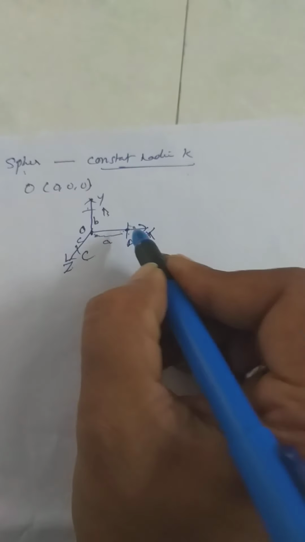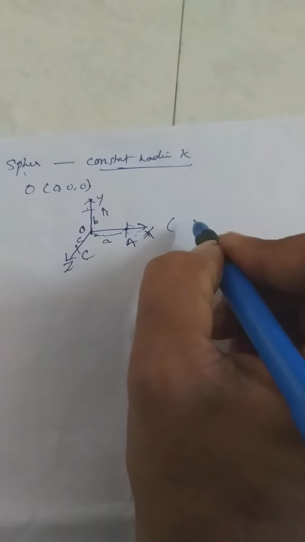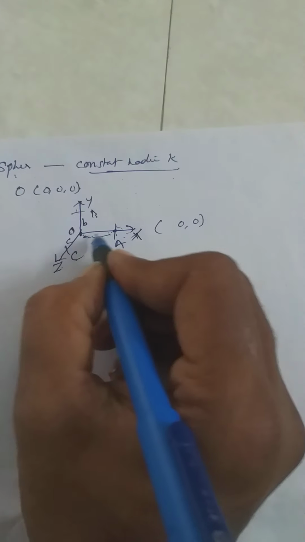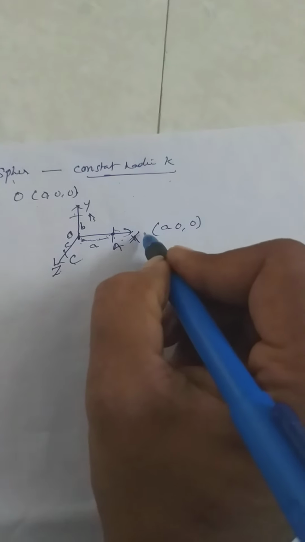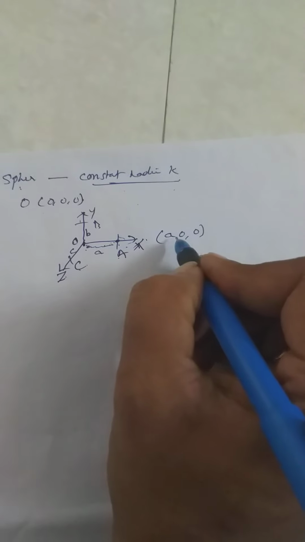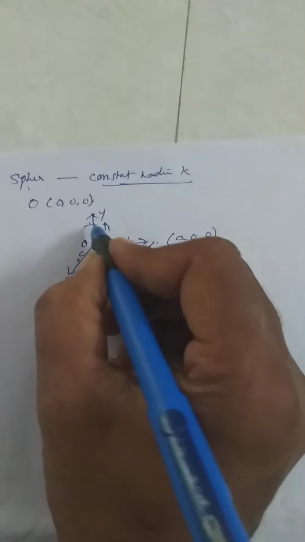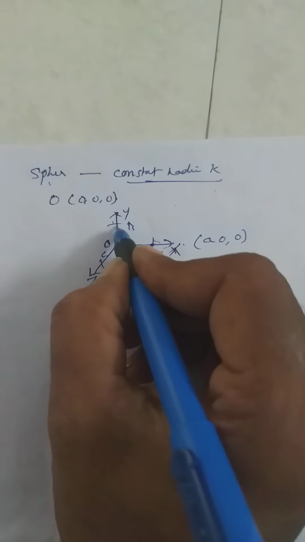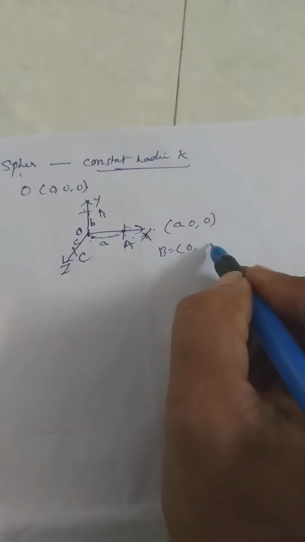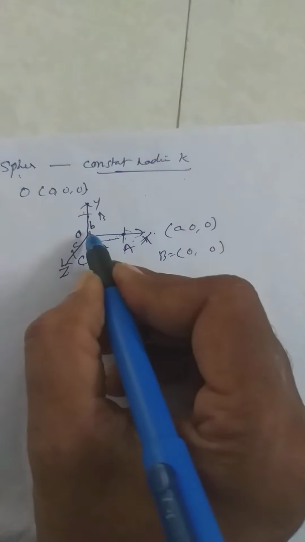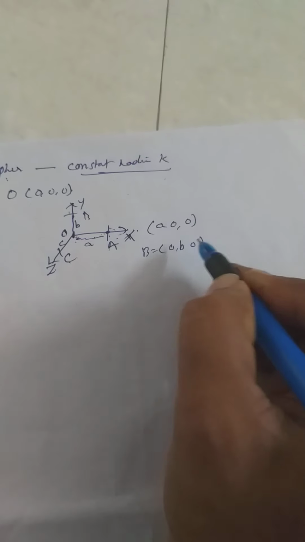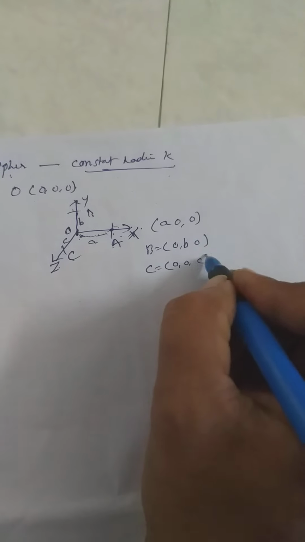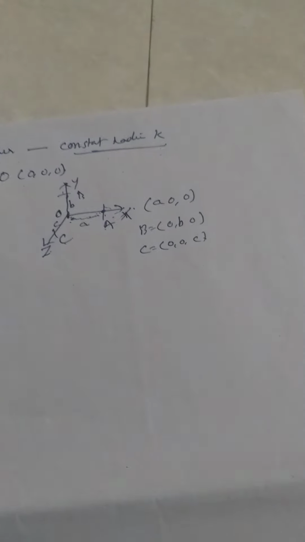Now A is a point on the x-axis, that means its y coordinate and z coordinate will be 0. This distance we are assuming as a. Therefore the coordinates of A are a, 0, 0. Similarly, what are the B coordinates? Since B is a point on the y-axis, x coordinate and z coordinate are 0, right? This distance we are assuming as b. Similarly, C is a point on the z axis whose coordinates are 0, 0, c, right?